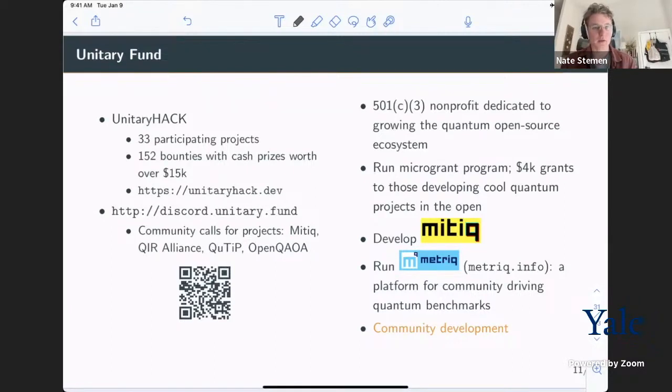And then other community organizing and development stuff that we do is mostly through our Discord. We have community calls for some of our projects like Mitiq and Metriq, but we also host community calls for some other projects as well. The QIR Alliance is a group of people who are meeting and organizing and thinking a lot about what an intermediate representation looks like for quantum.